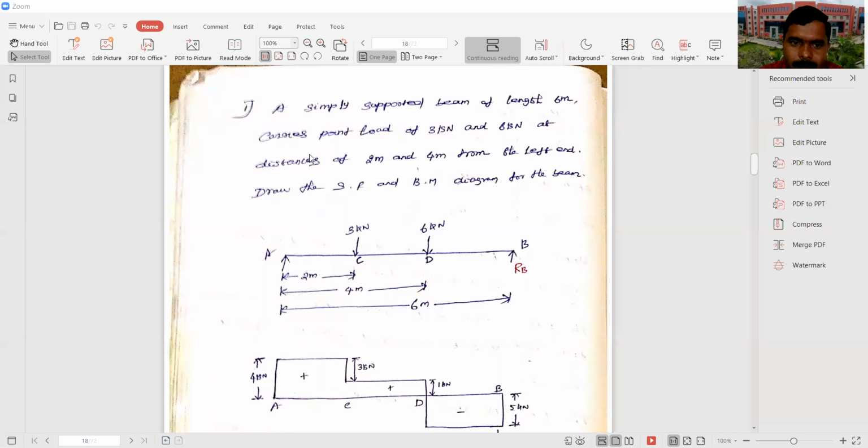So you can see the problem. A simply supported beam of length 6 meter carries point loads of 3 kilonewton and 6 kilonewton at a distance of 2 meter and 4 meter from the left end. Draw the shear force and bending moment diagram for the beam.